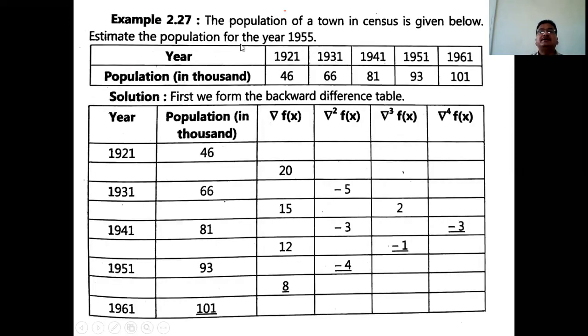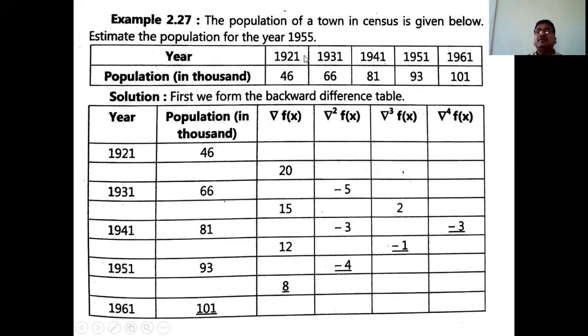The first problem: the population of a town in the census is given below. This is the year, and this is the population of that town in thousands. We consider the first row as the values of x, and the second row as the values of y or f(x). And we have to find the value at year 1955. If you observe, 1955 is at the end of the table.